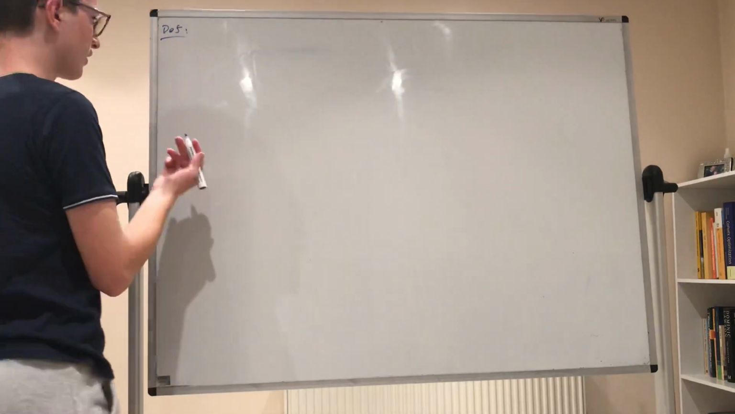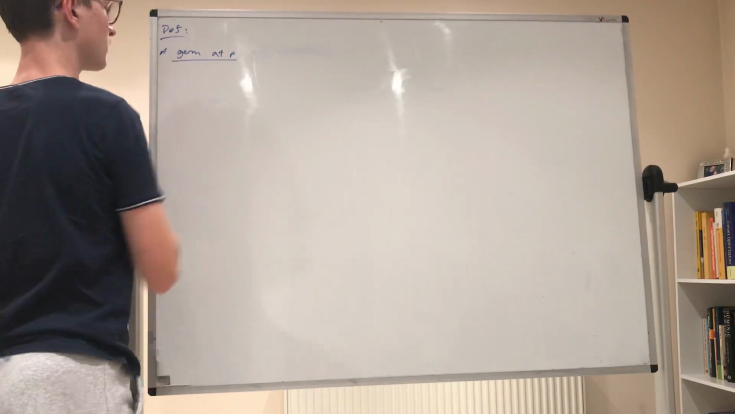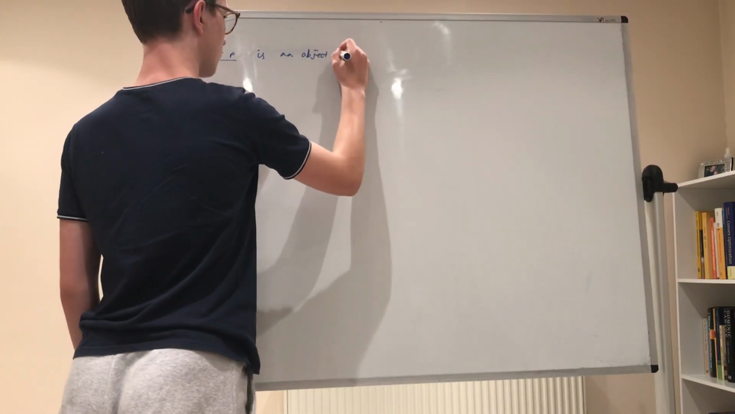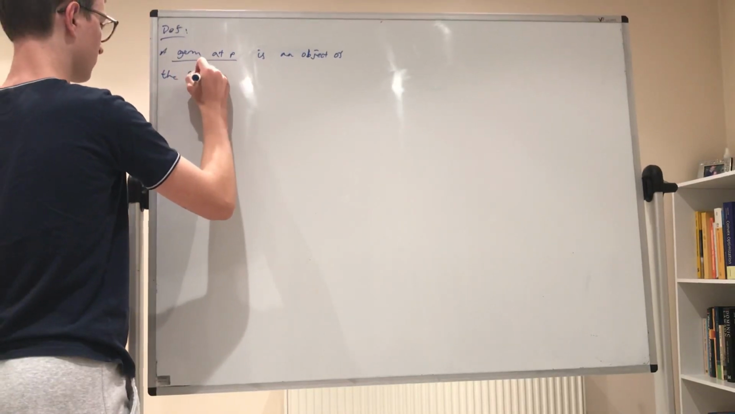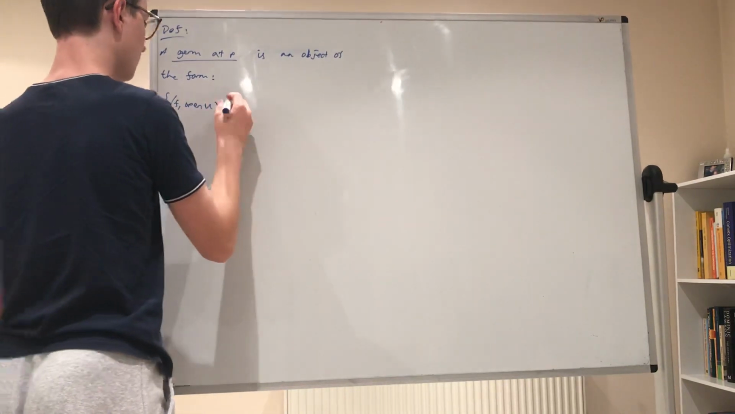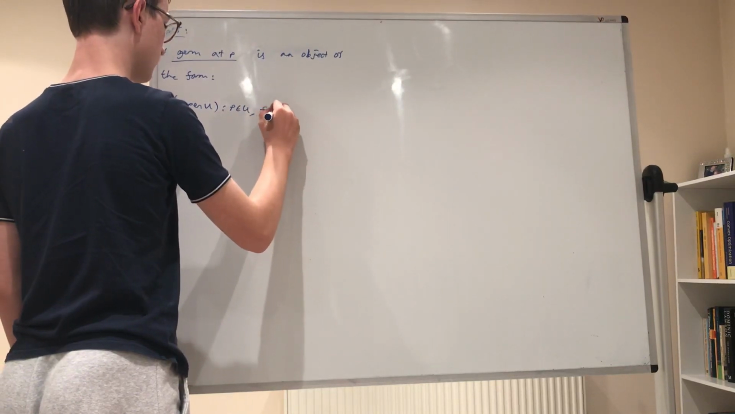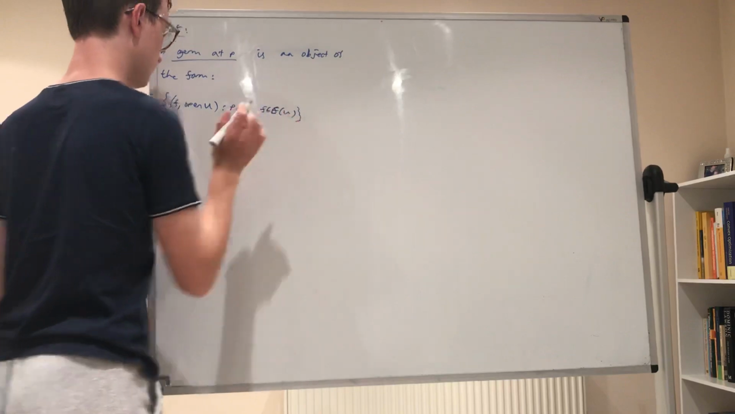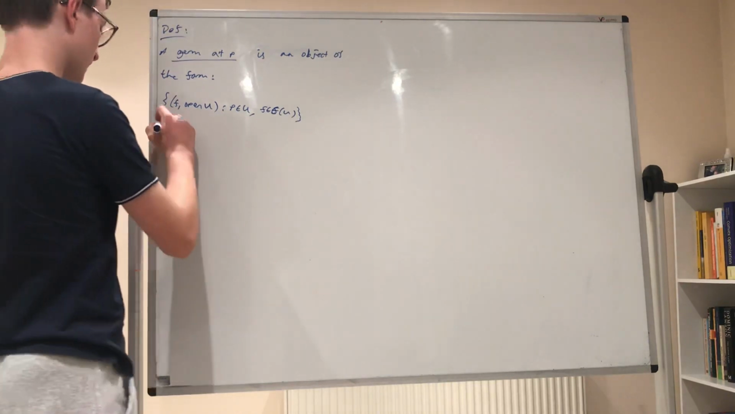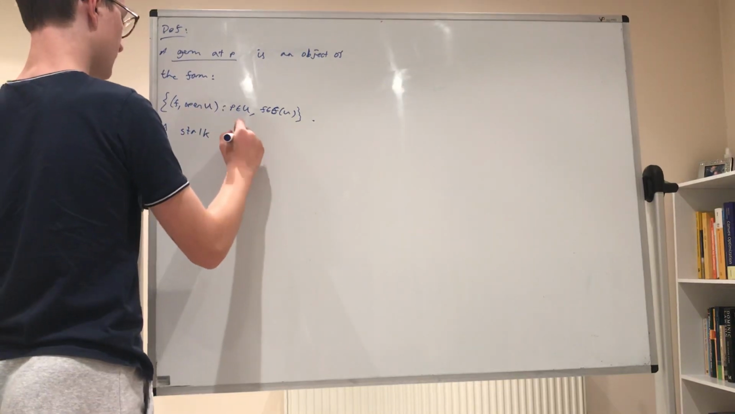So let's do a definition. A germ at P is an object of the form: firstly we're going to have F and some open U, where P is in U and F is a section over U. Okay, so that's what a germ at P is, and the stalk at P.